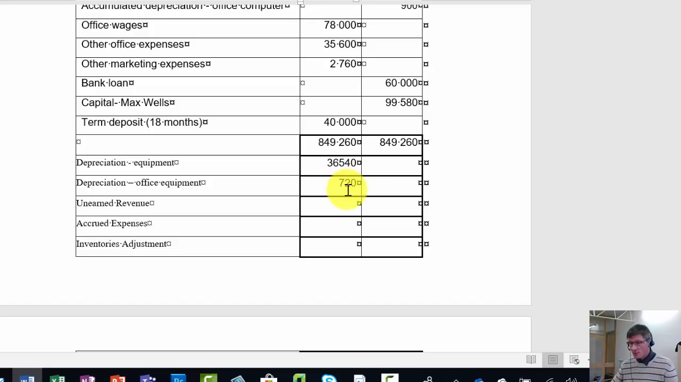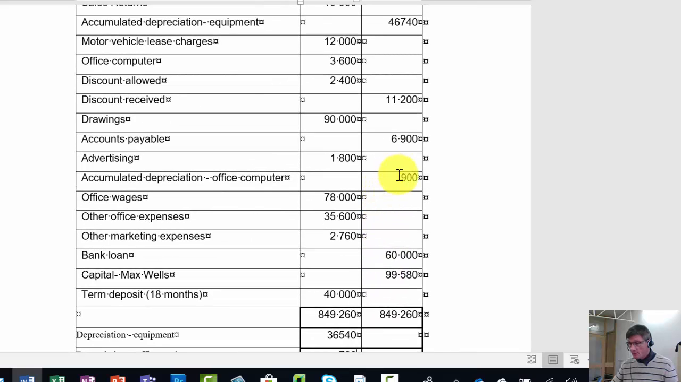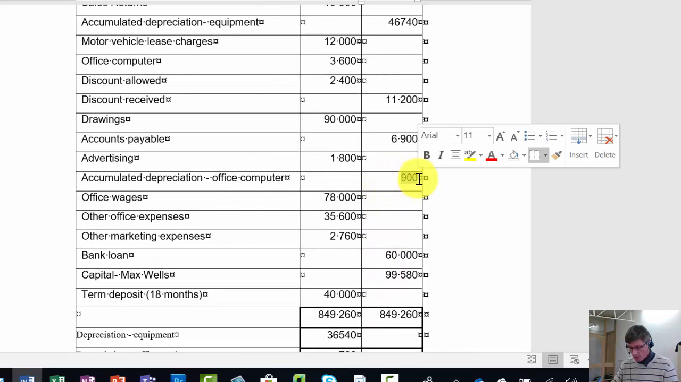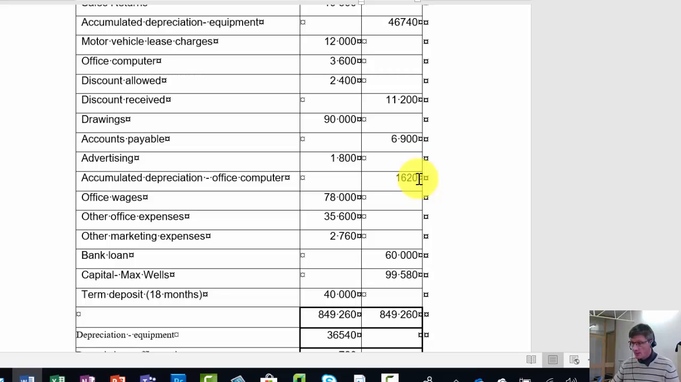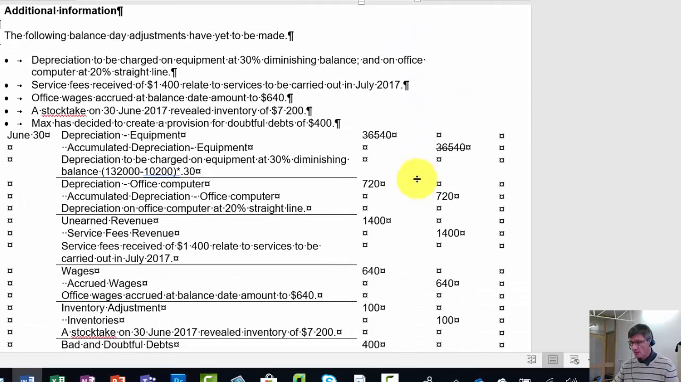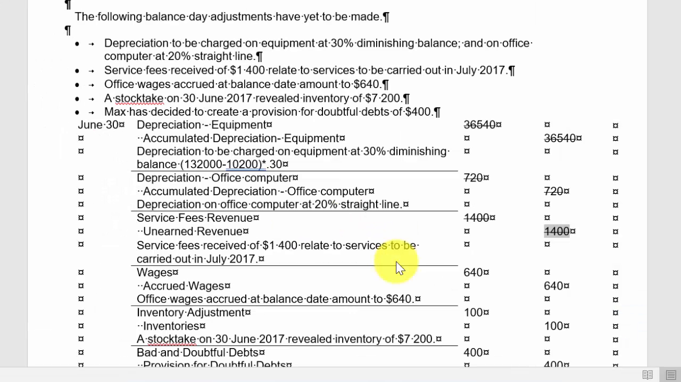The accumulated depreciation office equipment is there, so I've got to add 720 to that. Add that on. Again, it's a credit and a credit, they go together. So I've got both these items sorted, and I'm being fairly methodical, but it's important that you engage in this process to ensure that you minimize your mistakes.